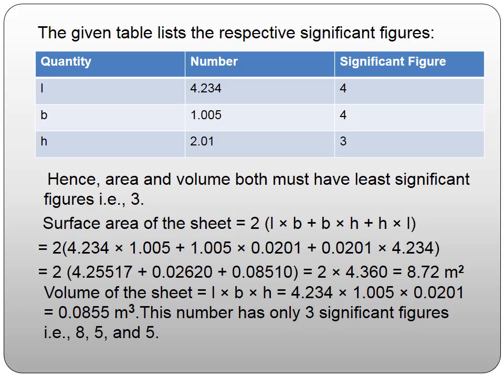Then the surface area of the sheet is equal to 2 into L into B plus B into H plus H into L, which is equal to 8.72 meter square. Can you say how many significant figures are there in this number? It has 3 significant figures. By applying the same rule, you can find the volume of the sheet, which is equal to 0.0855 meter cube. The number of significant figures in this result is also 3.